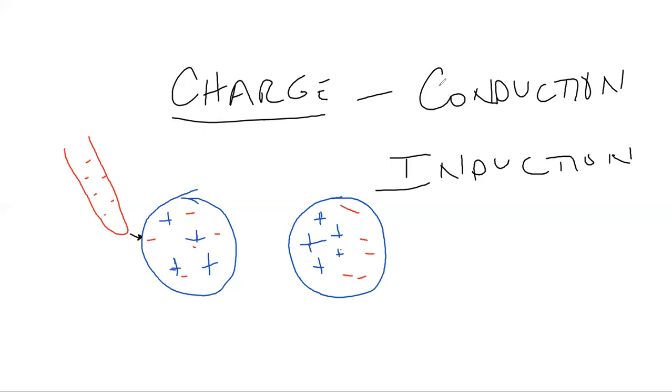So this would be charging by conduction, and we actually would have more negatives. This would be a negatively charged object because it has more electrons on it now than it does protons or positives. And so we get a charged object. Now, charging by induction is a little bit more complicated. Well, it's not really much more complicated, but there are certainly some more steps.